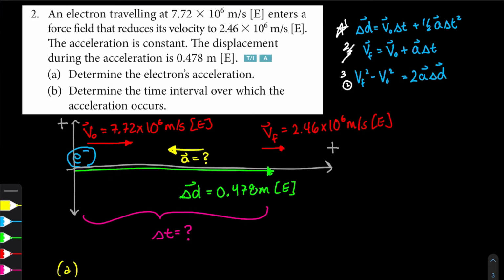Alright, so part A was asking us to find the acceleration, and part B was asking us to find the time interval. Let's look at our equations, and all 3 of them have acceleration, so all of them are pretty good candidates to use. But so far we don't have the time interval.